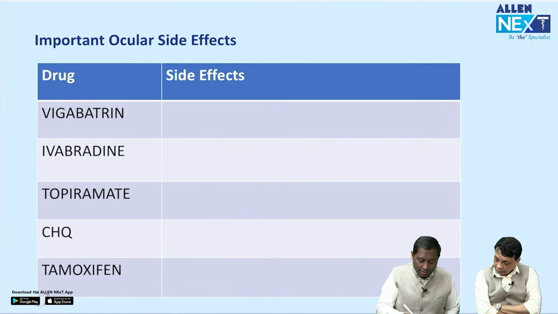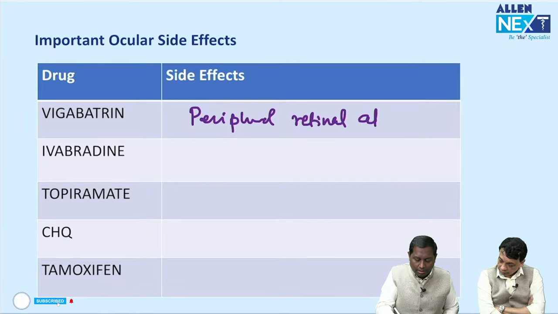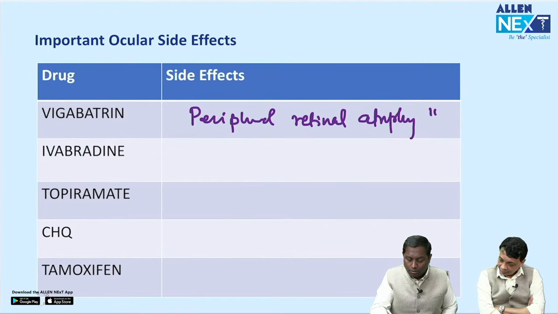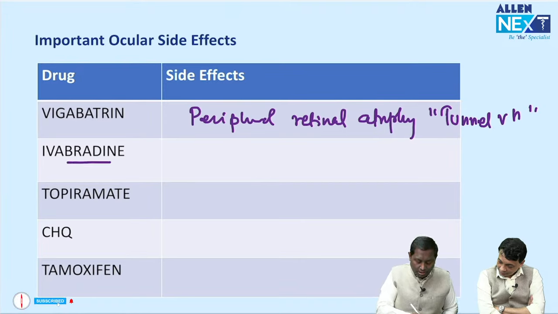Vigabatrin is going to cause peripheral retinal atrophy. Because of this peripheral retinal atrophy, it causes tunnel vision. This is a term that we use, I believe, tunnel vision, tubular vision. Ivabradine is a bradycardia-inducing drug. It's a funny current blocker actually. Vigabatrin is a GABA transaminase inhibitor.